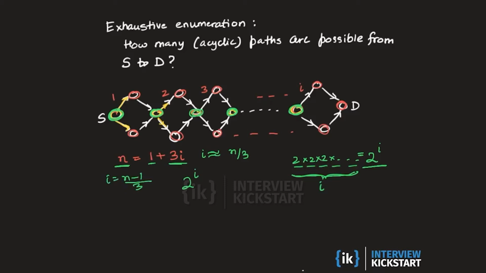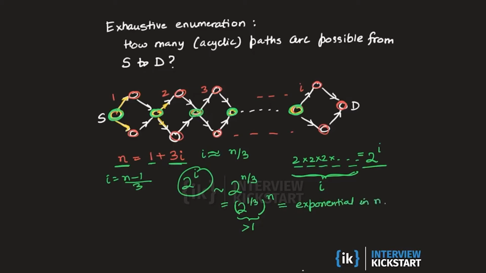So I can write 2 raised to the power I as 2 raised to the power n by 3 approximately, and this in turn can be written as the cube root of 2 raised to the power n. Now the cube root of 2 is a number that's more than 1, it lies between 1 and 2, and so whatever this number is, it's clearly exponential in n.